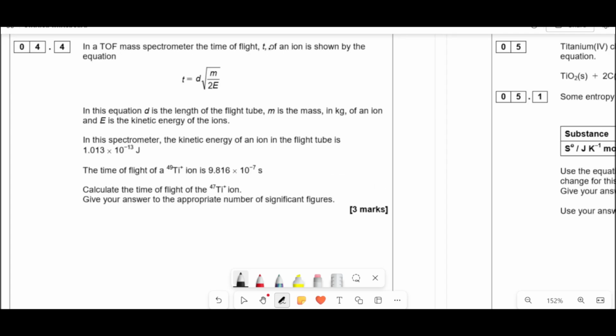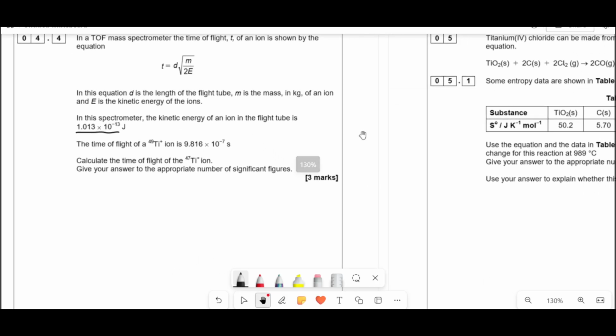In a time of flight mass spectrometer, the time of flight T of the ion is shown by this equation. In this equation, L is the length of the flight tube, m is the mass in kilograms of an ion, and E is the kinetic energy. In this spectrometer, the kinetic energy is this, and the time of flight of this ion is this. Calculate the time of flight of the 47 ion and give your answer to 2 significant figures.